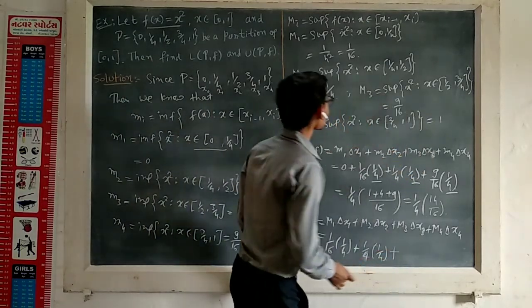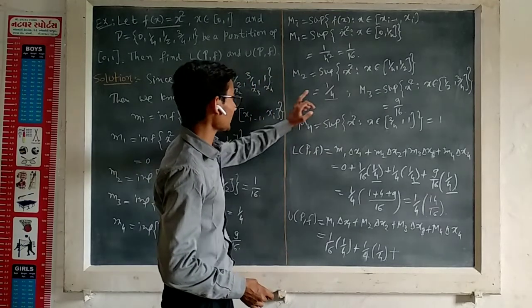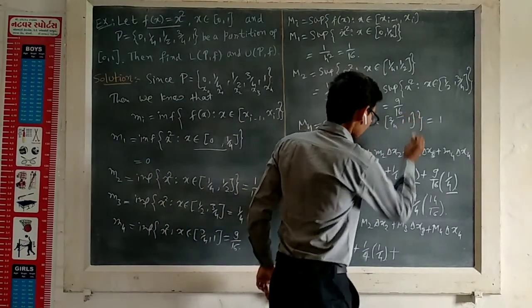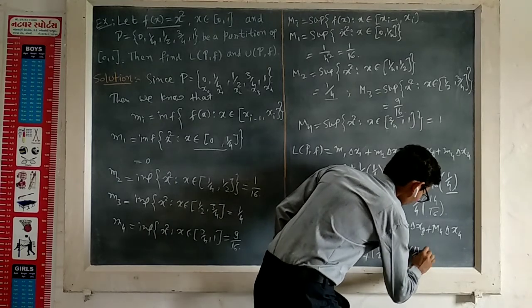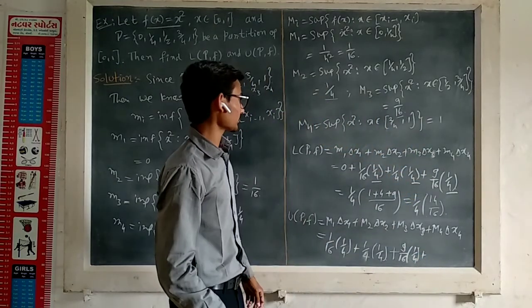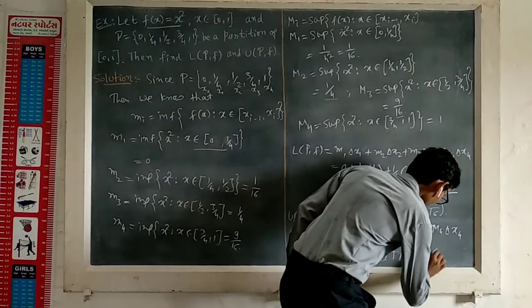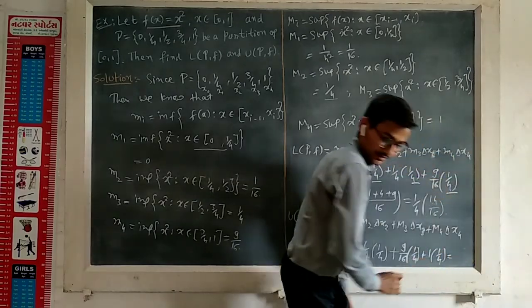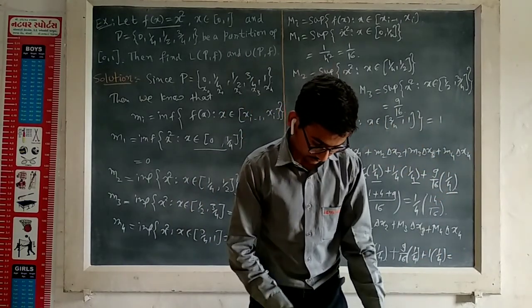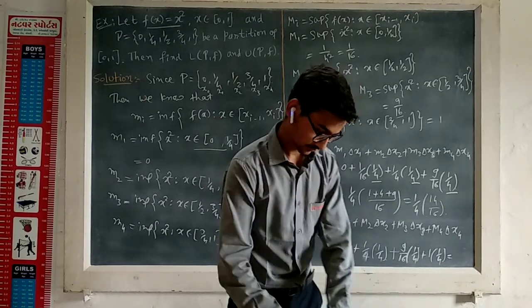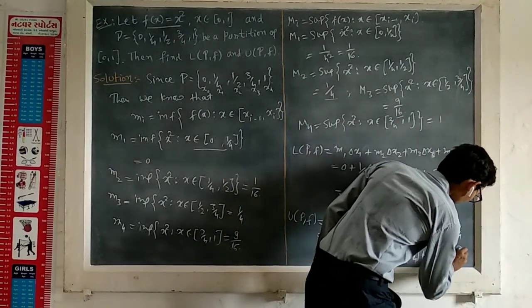Plus capital M3 into delta x3. Capital M3 is 9 by 16 into 1 by 4 plus capital M4 is 1 into 1 by 4. Answer is 3 by 8.